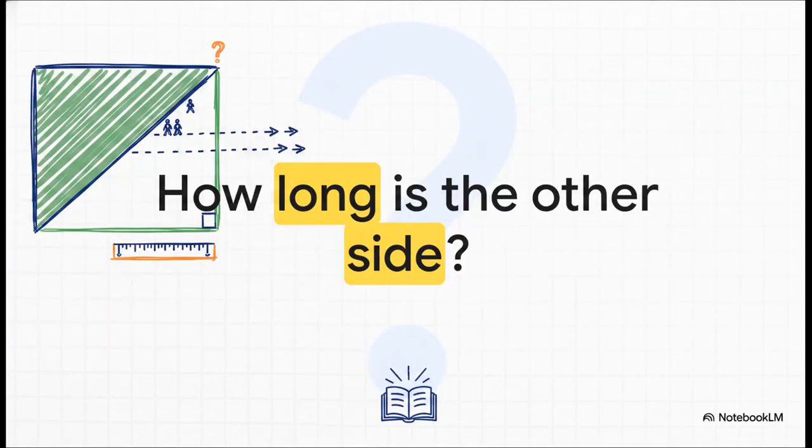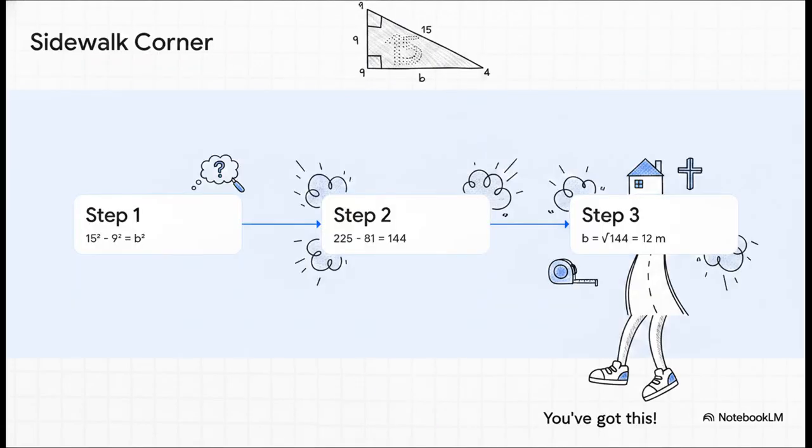Okay, here's a second real-world scenario from the text. Imagine a sidewalk cutting a 15-meter diagonal path across a rectangular yard. One side of that yard is 9 meters long. So how long is the other side of the yard? Once again, visualize the rectangle and that diagonal line cutting right through it, creating our right triangle. Remember, the diagonal is always going to be your hypotenuse. Let's step through it, and this brilliantly illustrates just how useful this formula really is.